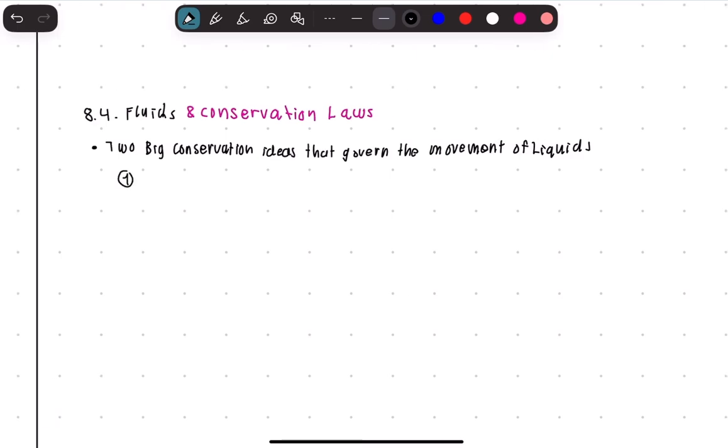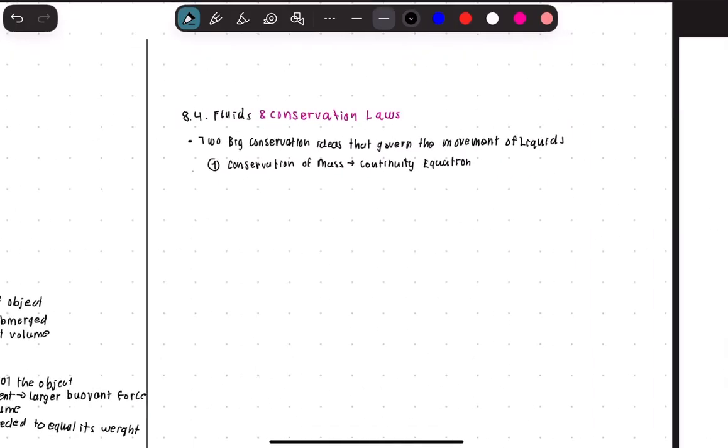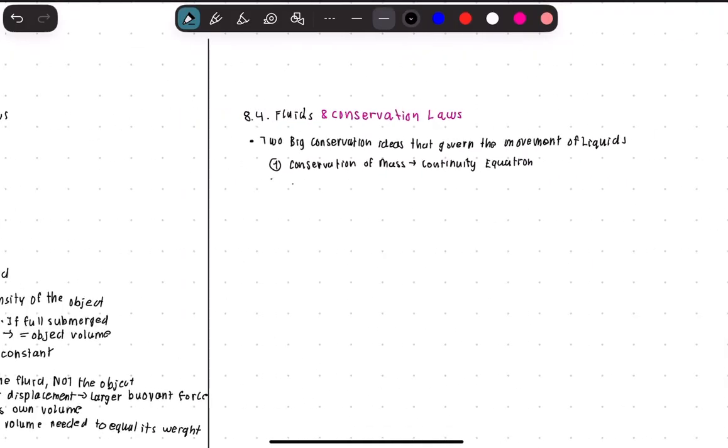Number one is going back to the conservation of mass, which is related to the continuity equation. Basically this states that mass flow rate stays constant through a pipe. And then the second idea is the conservation of energy.